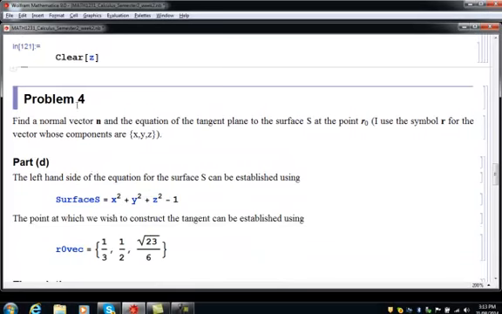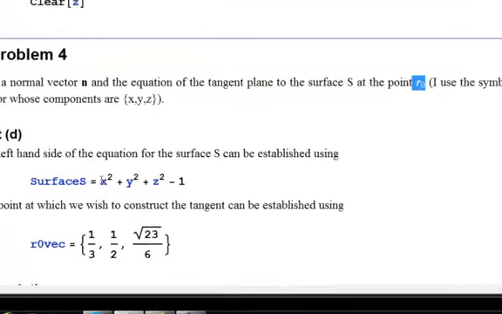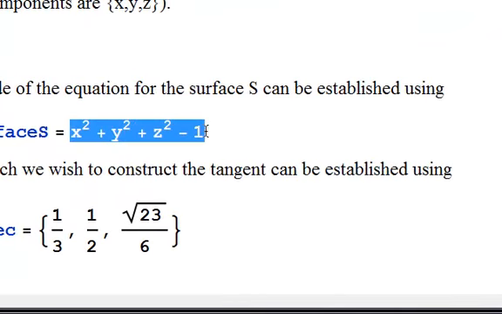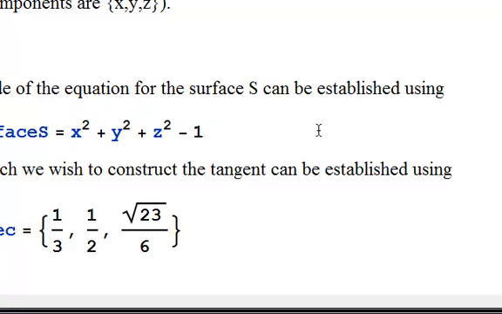So here's problem 4. We have to find a normal vector n and the equation of the tangent plane to the surface at the point r0. I use the symbol r for the vector whose components are x, y, z. And we want to do this for part D. So part D, we have this surface here, x squared plus y squared plus z squared equals 1. And of course, that's just a unit sphere. So let's establish that surface.